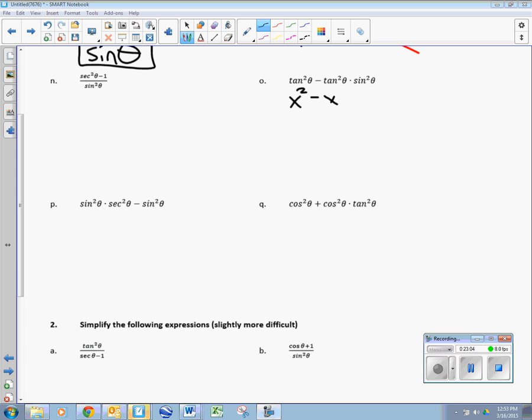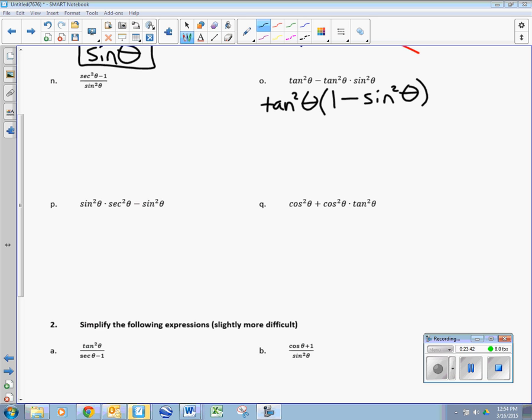x squared minus x squared times y squared, okay? So instead of a tangent squared, I wrote x squared. If you factor out an x squared, what are you left with? 1 minus y squared, correct? So I'm going to factor out a tangent squared. And when I factor out a tangent squared, I'm left with 1 minus sine squared. Oh, look at that.